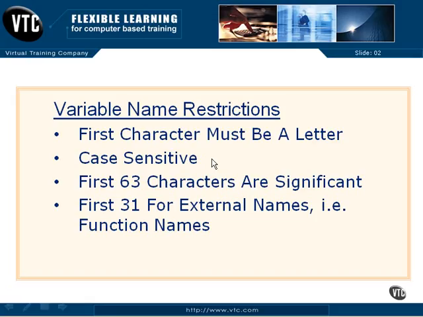Some of the restrictions, though: our first character must be a letter. Variable names in the C programming language are case sensitive. The standard calls for the first 63 characters to be significant and the first 31 for external names, for example, function names. Let's take a look at some details of this.